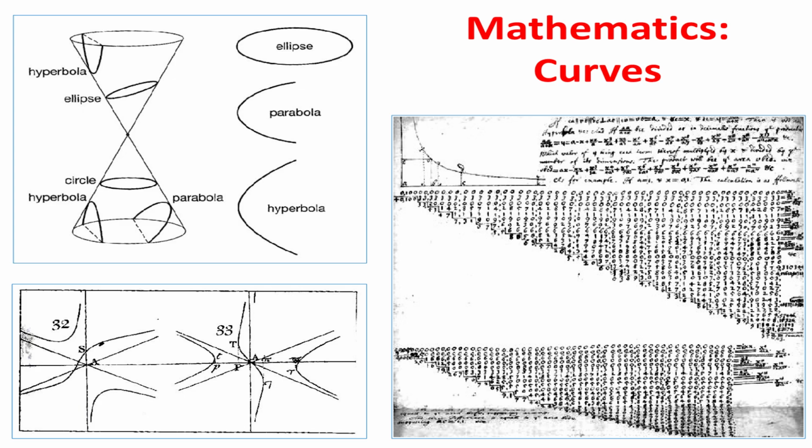Newton was also interested in curves. The Greeks had studied those obtained by slicing a cone in different ways. There are three basic types: the ellipse, parabola, and hyperbola, and their equations involve quadratic terms such as x squared, y squared, and xy.